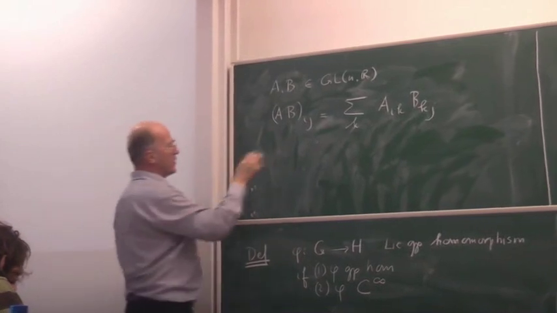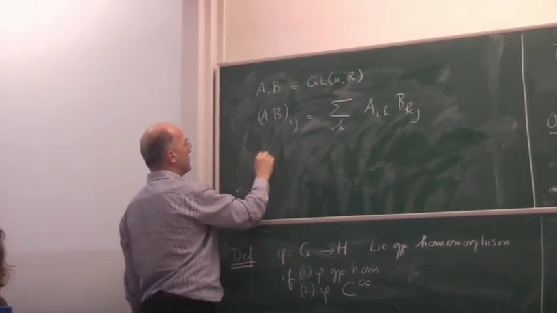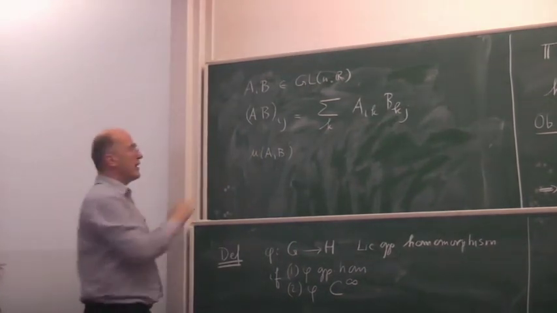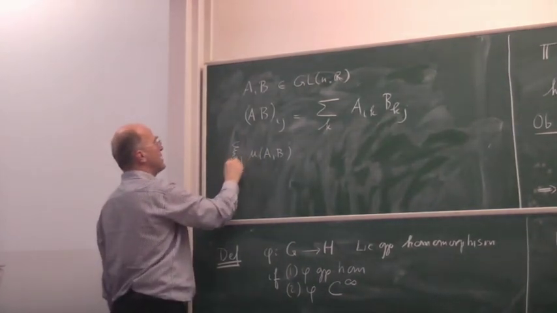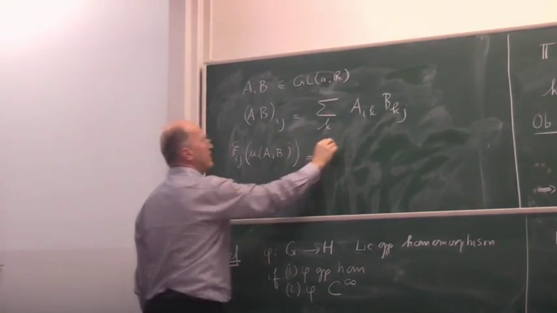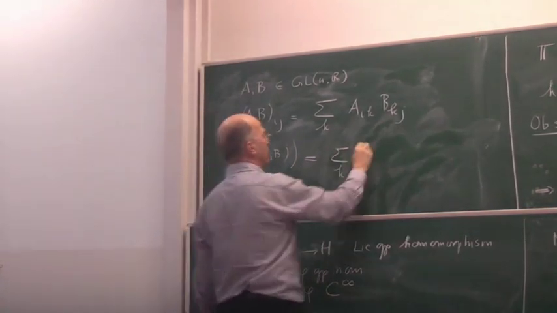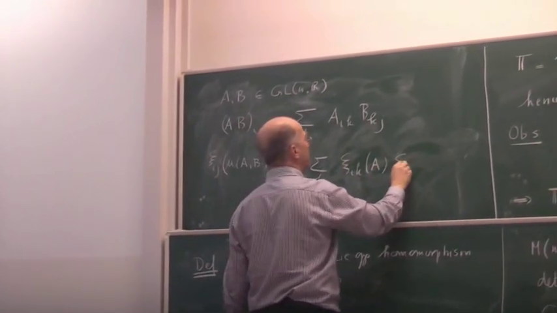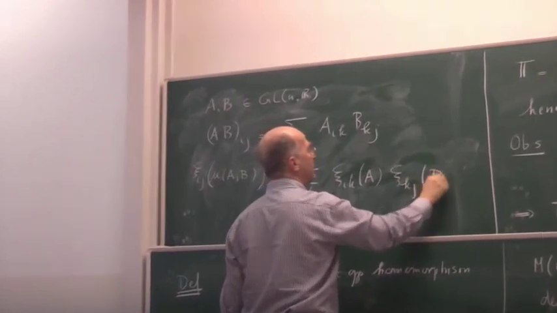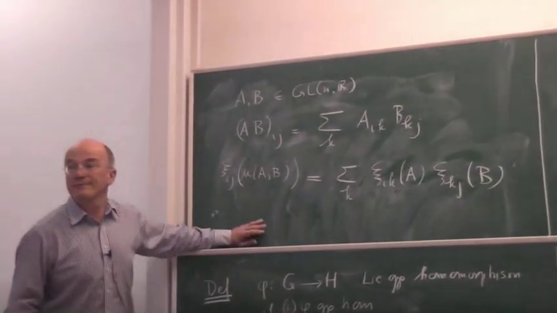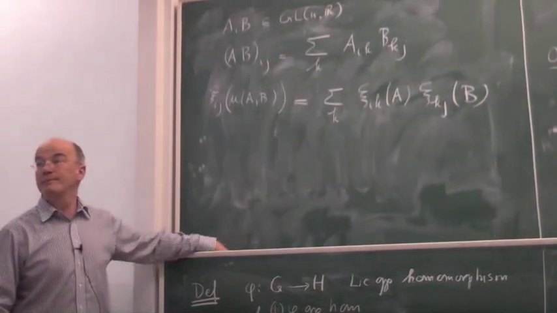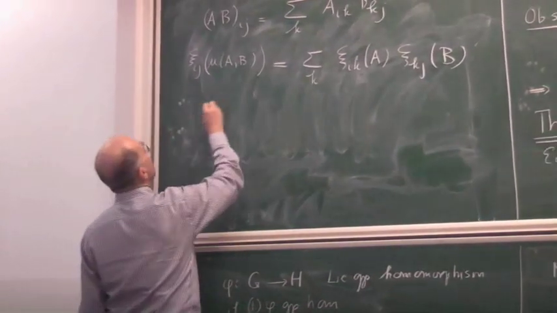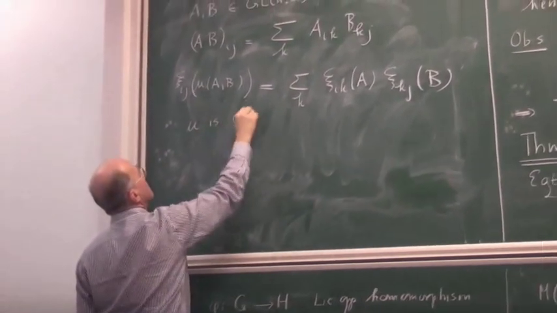And that means we can also write this as, take the product mu of A and B, look at what it is for the ij coordinate, and then this is an expression in terms of the coordinates of A and the coordinates of B, which is obviously smooth. And therefore this is a smooth map. So this shows really that mu is smooth.